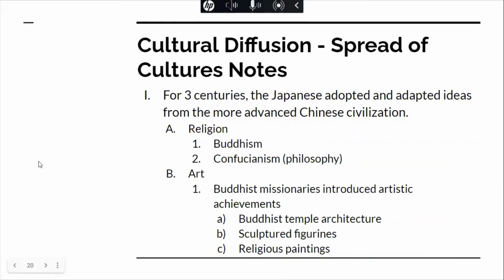For 3 centuries, the Japanese both adopted and adapted ideas from the more advanced Chinese civilization. Okay, first they took the religions, 2 sort of religion philosophical things, Buddhism and Confucianism, which is a form of philosophy, a way to think about life in the world around you. Okay, so they took those religions. Art as well. Buddhist missionaries introduced artistic achievements. They made temple architecture that they were known for. They made sculptured figurines and many, many religious paintings that they took from the Chinese civilization.